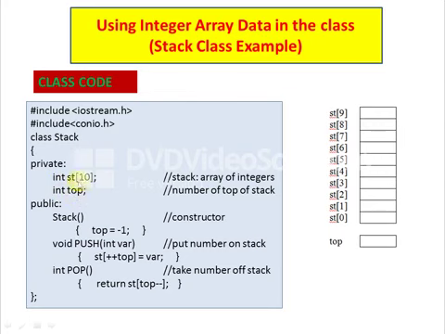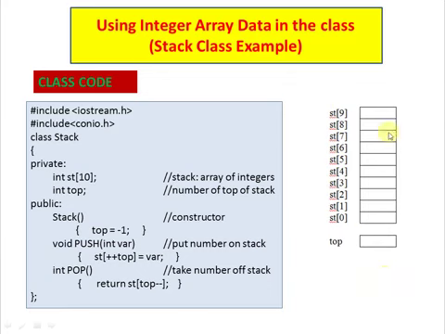This is another data item which is required by this stack object, and the name of this data item or variable is top. This will store the index, that is, the values 0, 1, 2, 3, 4, 5, 6 up to 9. These values will be stored in this location, top.